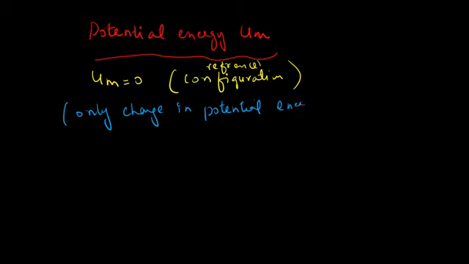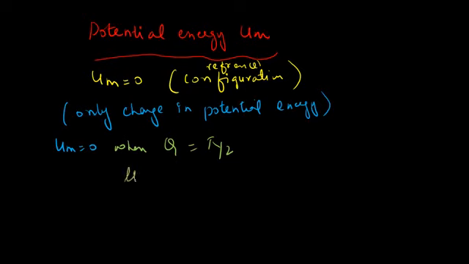Okay. So here we consider only the change in potential energy, because only the change in potential energy can be measured experimentally. So we consider our reference configuration in which the potential energy is equal to 0. What will be our reference point where U_m is equal to 0? We consider U_m equal to 0 when theta is equal to pi by 2. That is when mu is perpendicular to the B.